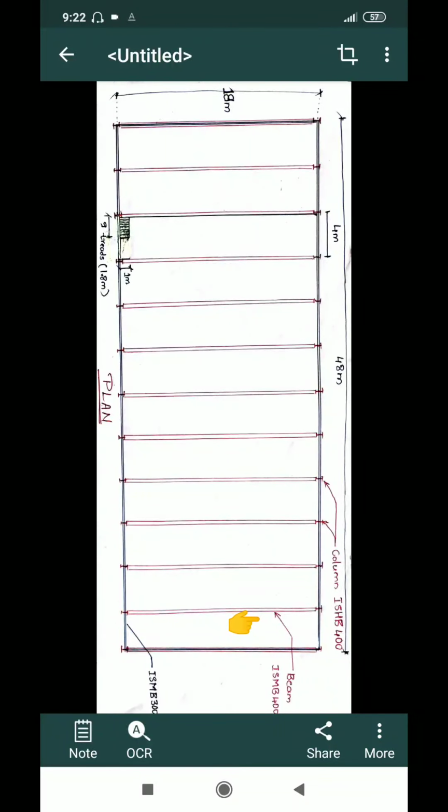Hello everyone, this is an online session on Building Structures 4, which is related to steel structures. In today's session we are going to study the planning of a rigid frame, or a moment resistant steel frame.